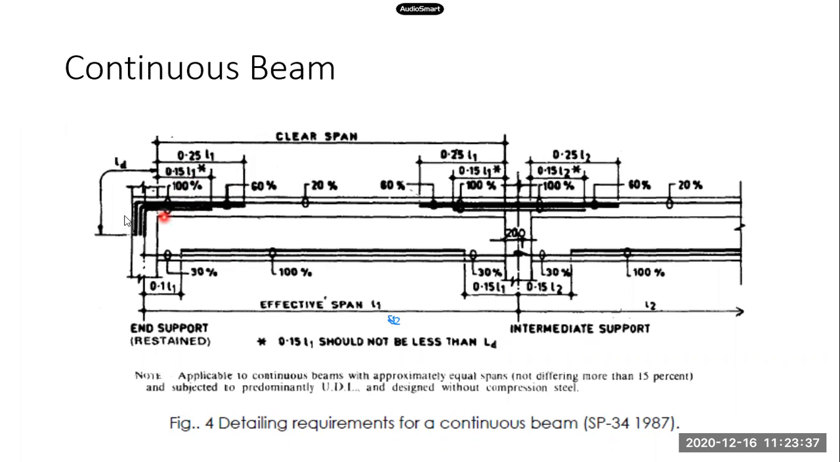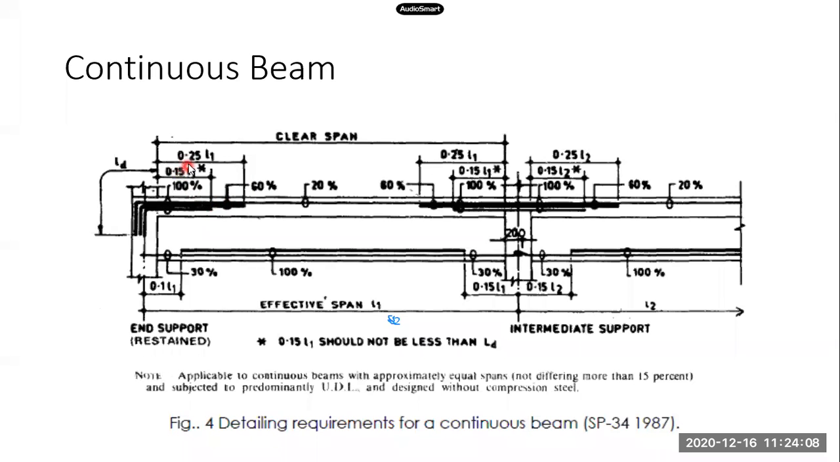How they have given, see, for the end support, from the face of the support, this line, it is coming to the face of the support over here. From the face of the support, the first curtailment can be done after 0.1 L1 distance. Okay. Understand to read these SP34 drawings. So how much I can curtail in first step? I can curtail 40%. After curtailment, here 60% should be available. So I can curtail 40% here, right?